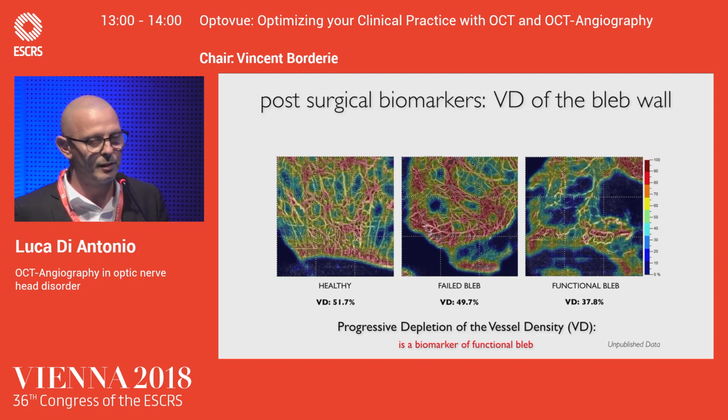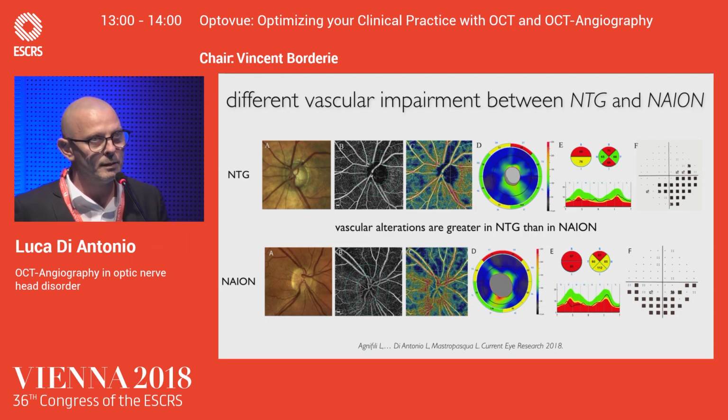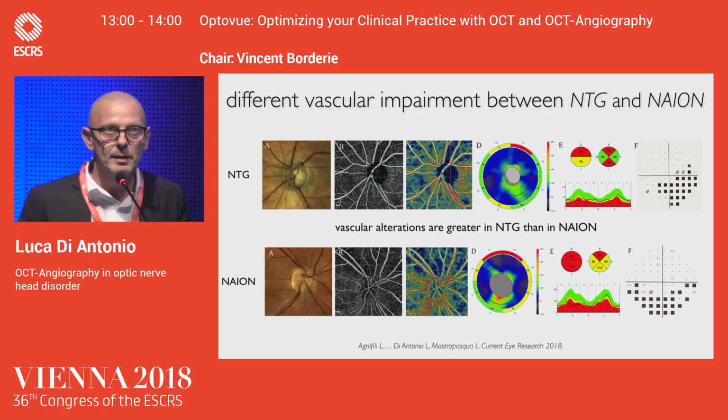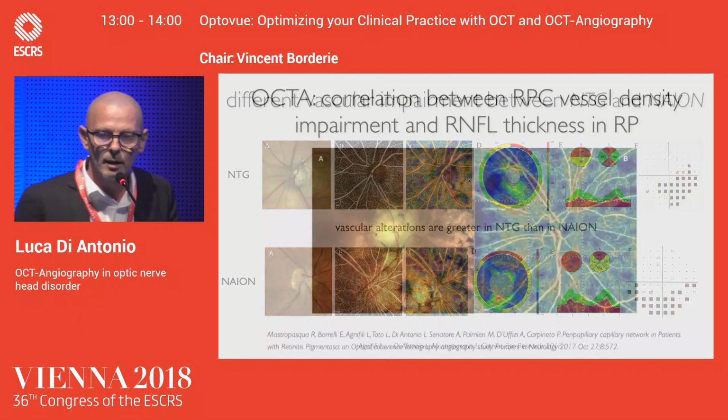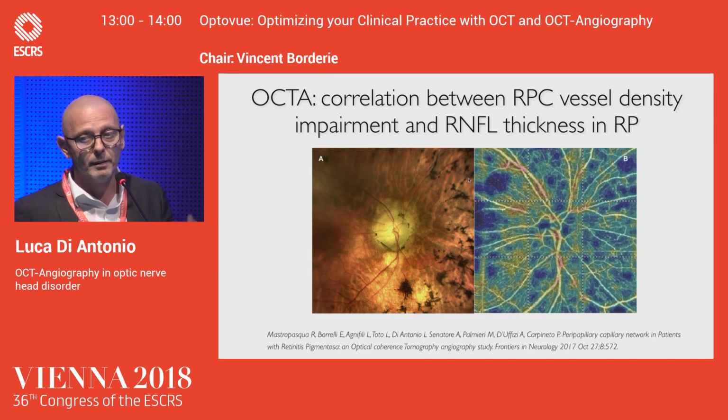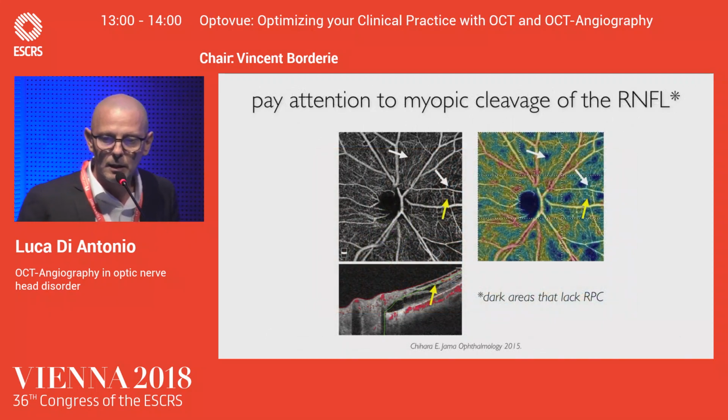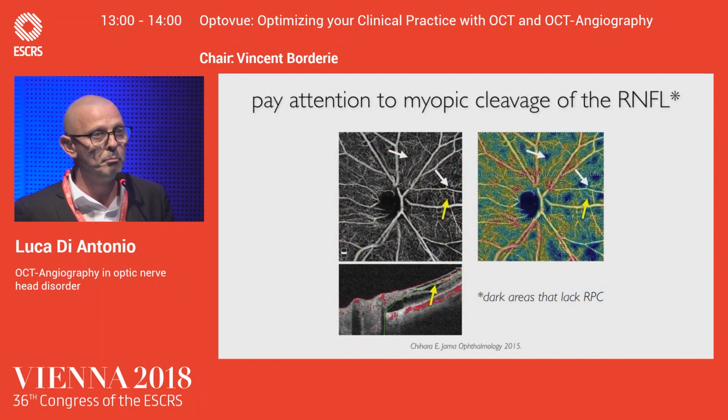Same after the surgery. When you study normal tension glaucoma and non-arteritic ischemic optic neuropathy, you can see that there is a decrease of the vessel density, but it is more in normal tension glaucoma, as stated in this paper, probably because the disease is more chronic than the latter. And moreover, we observe a correlation between RPC vessel density impairment and the decrease of RNFL thickness. But we must pay attention in case of myopic eyes, because often it's possible to observe this phenomenon called cleavage of the RNFL that appears as dark areas that lack RPC.